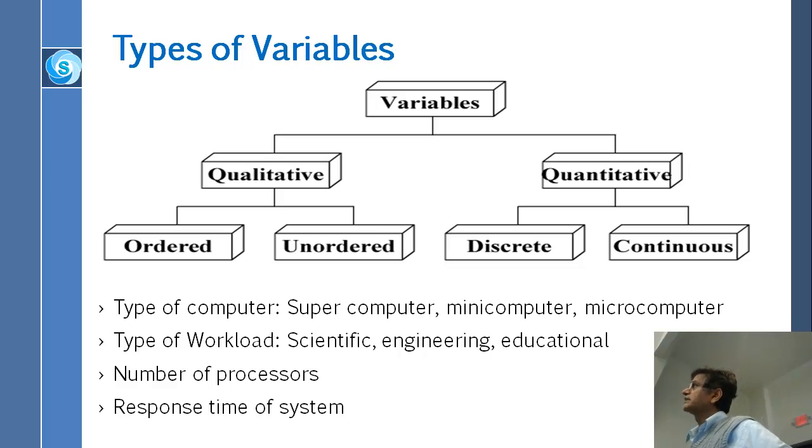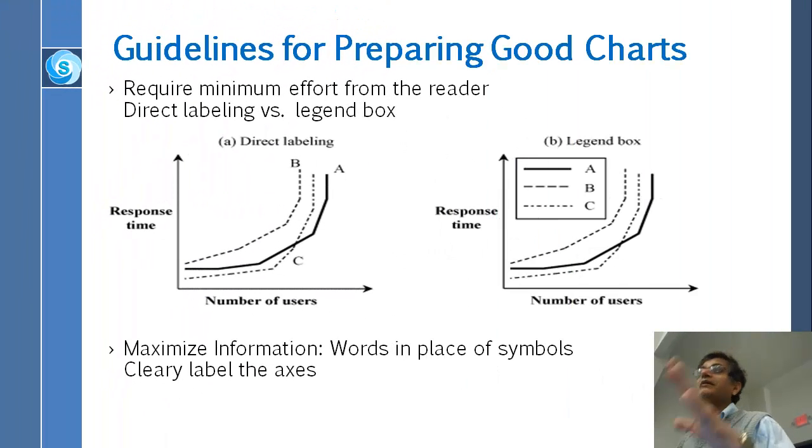And fourth is the response time of the system. It is quantitative, continuous. Now the reason we need to know these four different kinds of variables is because the way you plot them is different. We will talk about that in a minute, but before we do that, guidelines for preparing good charts.